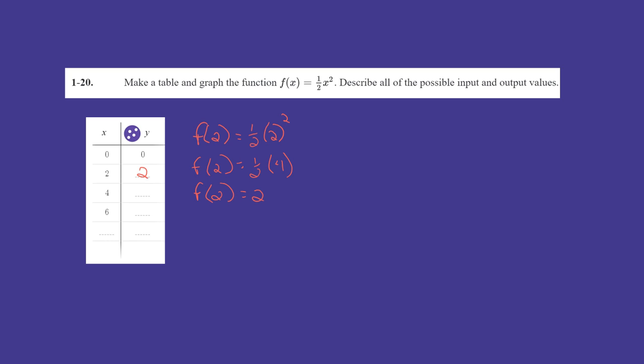So I can put 2 in here, okay? F of 4, I'm going to put a line here. F of 4 equals 1/2 times 4 squared. Well, 4 squared is 16, and half of that is 8. So I'll have 8 there. Then f of 6 is 1/2 times 6 squared. Well, 6 squared is 36, and 1/2 of that is 18. But there's some values that are missing here that are kind of important.